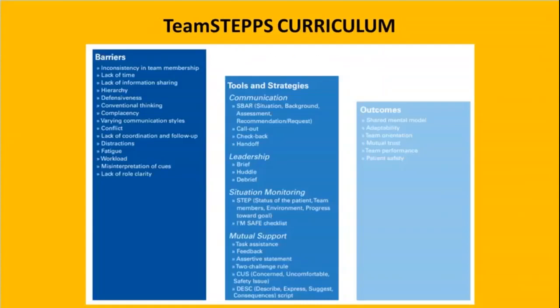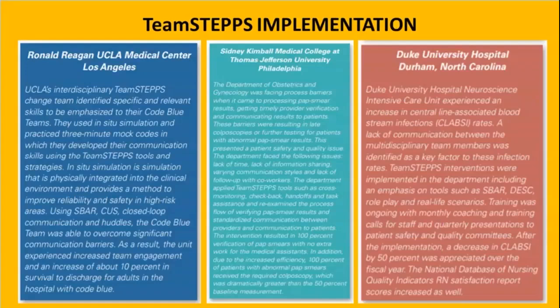And then from that, here's another one. They talk about barriers, and you can see a number of the barriers listed there. Some tools and strategies, the SBAR, the situation, background, assessment and recommendations or requests. You've got that as a tool, and then it talks about a few of the other ones, including the STEP process, and then the outcomes. The idea of creating, they talk about the shared mental model, which is basically having a common goal, a common vision, and looking at what you need to do to achieve where you want to go.